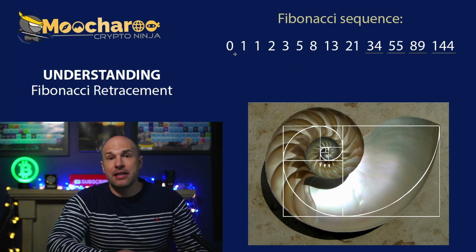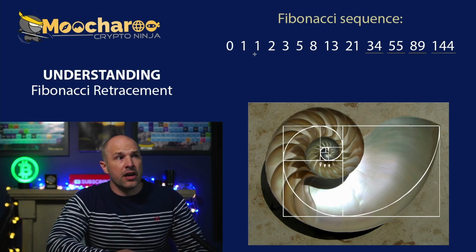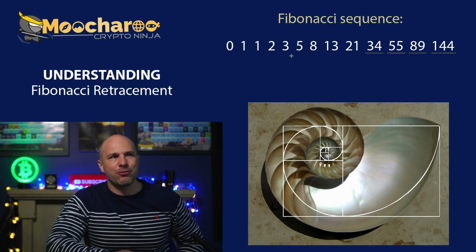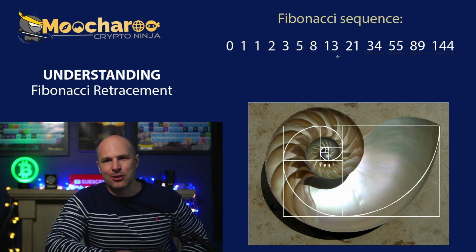So basically you begin at 0 and then 1, and 0 plus 1 equals 1. 1 plus 1 equals 2, 2 plus 3 equals 5, 3 plus 5 equals 8, and so on and so forth, all the way until you get up here.